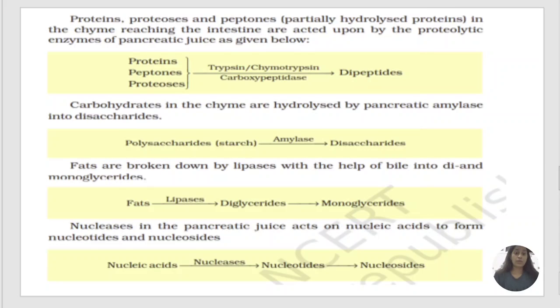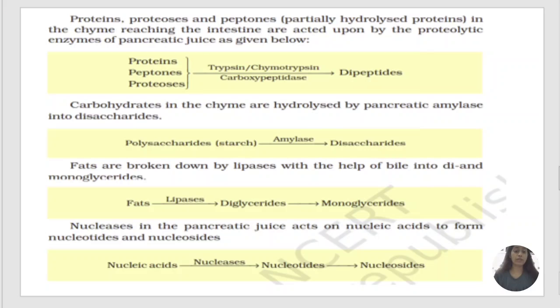Now the proteins, proteases and peptones, partially hydrolyzed proteins in the chyme reaching the intestine are acted upon by the proteolytic enzymes of the pancreatic juice as given below. So the proteins, peptones, proteases are getting converted into dipeptides with the help of the enzymes trypsin, chymotrypsin and carboxypeptidase. The carbohydrates in the chyme are hydrolyzed by pancreatic amylase into disaccharides. So the polysaccharides, that is starch, is getting converted into disaccharides with the help of an enzyme called amylase.